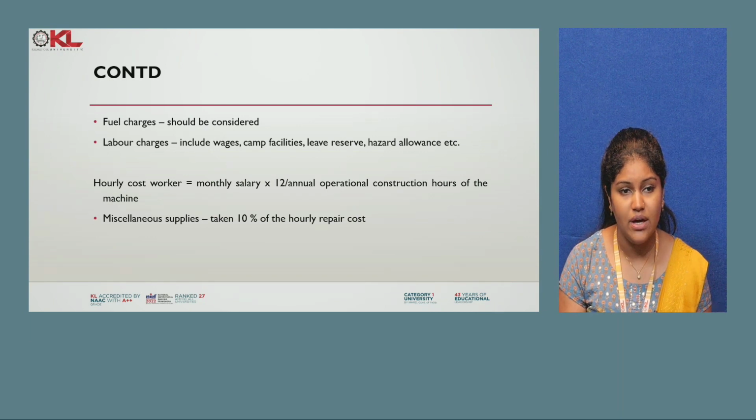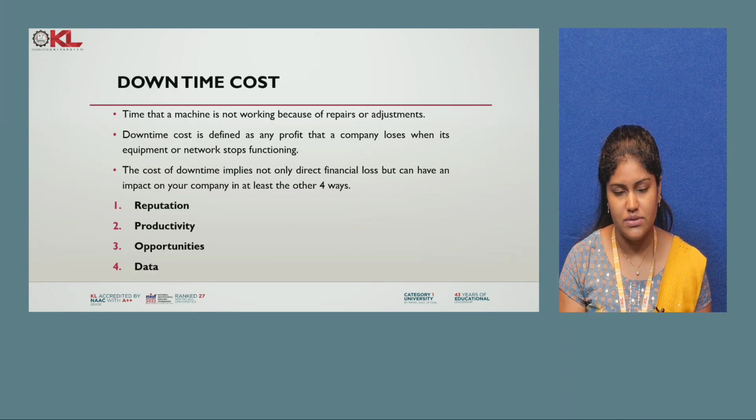So here you can see hourly cost of worker is equal to monthly salary × 12 divided by annual operational hours of the machine. Miscellaneous supplies are taken as 10% of the hourly repair cost.